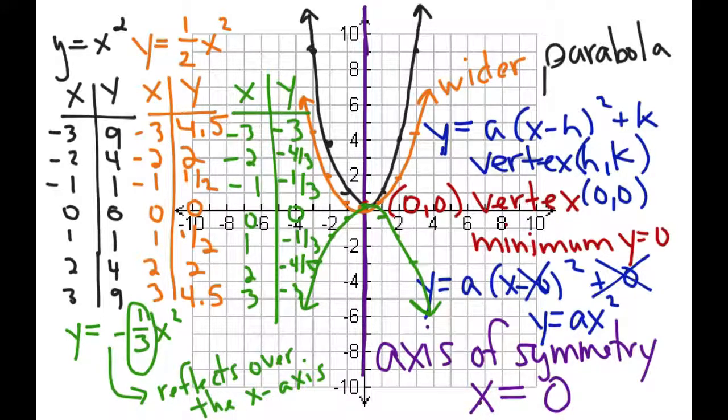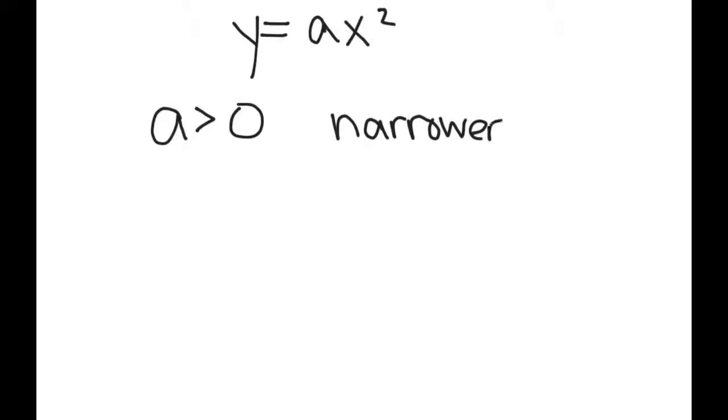So let's put this together. For the general parabola y equals ax squared, if a is actually greater than 1, we didn't look at this case, but this is what will happen. It's actually going to make the parabola narrower. We say that it stretches it.